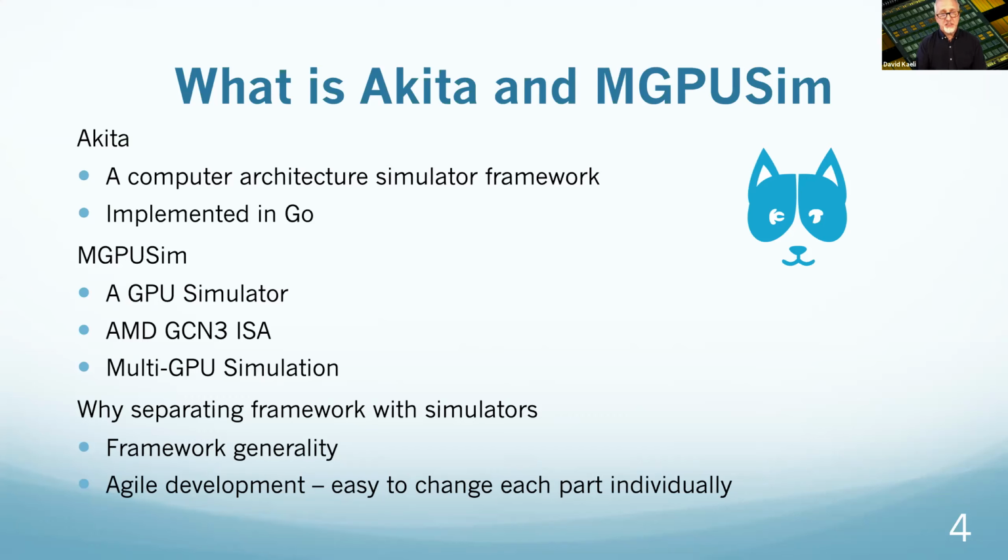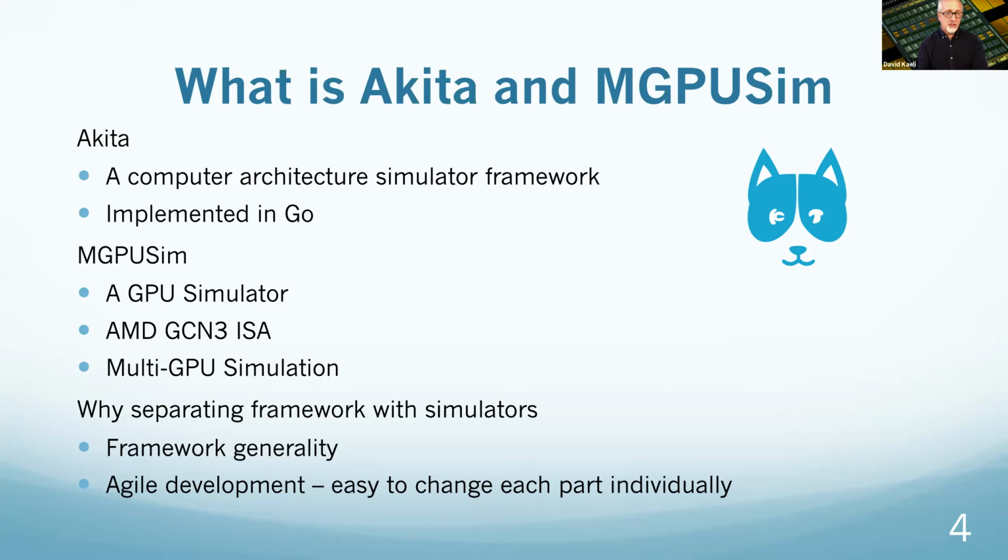Akita is basically a framework for developing computer architecture simulators. It's implemented in the Go language. If you're not familiar with Go, Go is a language developed by Google. It's very C++-like, but it has some very nice inherent features. Features that support efficient simulation, as well as proper software engineering practices that we liked and that we adopt in the Akita model.